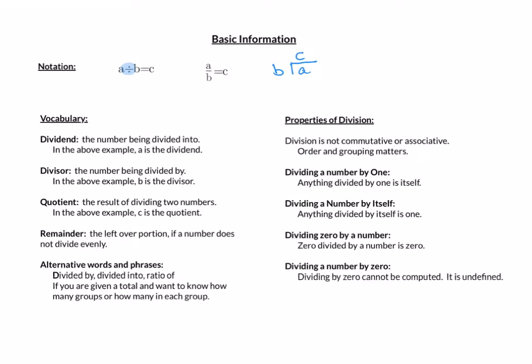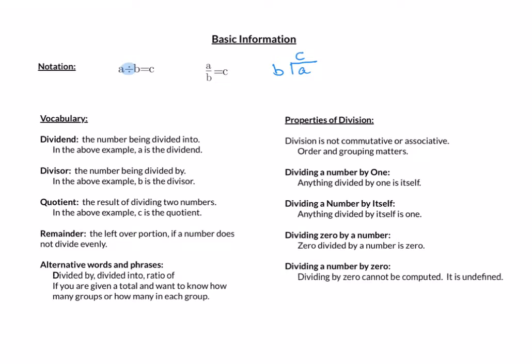So some vocabulary words that we have. We have dividend. This is the number being divided into. In our above examples, A is known as the dividend. We have our divisor. This is the number being divided by. In our above examples, B is our divisor. And we also have quotient. This is the result of dividing two numbers, so C is considered the quotient.